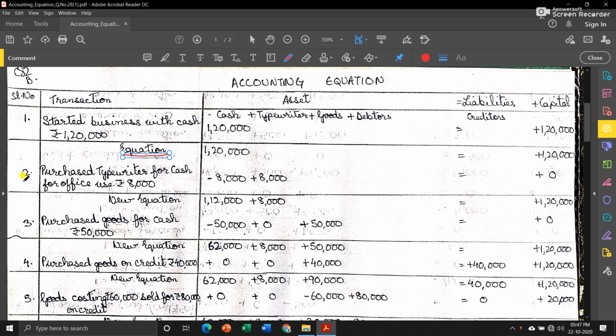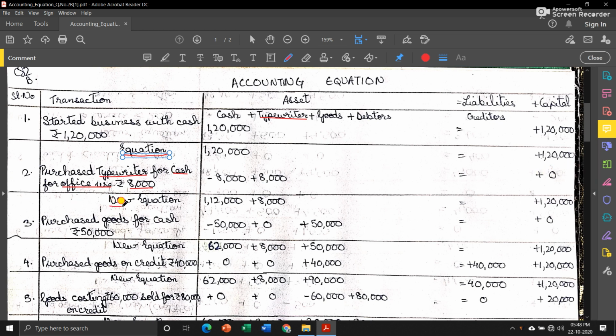Now the next transaction was purchase typewriter for cash for office use. You see this typewriter is purchased for office use and not for personal use. So this typewriter will become property of the business, that is one of its assets. Since he purchased that typewriter for cash, we will deduct the amount of cash, that is 8,000, from the cash column, and we got one new asset, that is typewriter. So we will put a heading in here and we will write plus 8,000, and on the other side of equal to nothing to be done with capital.